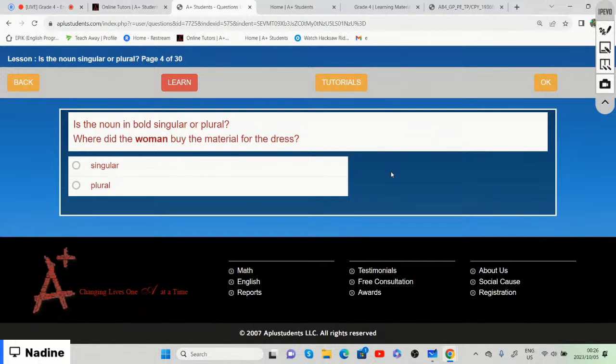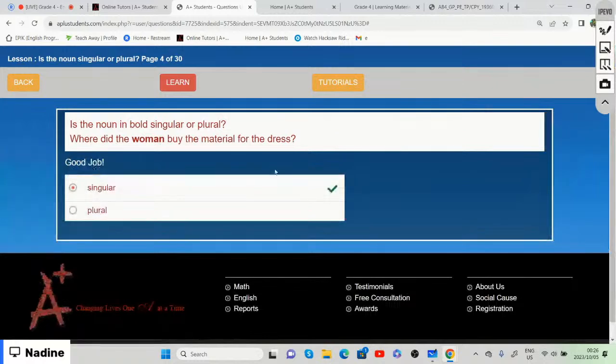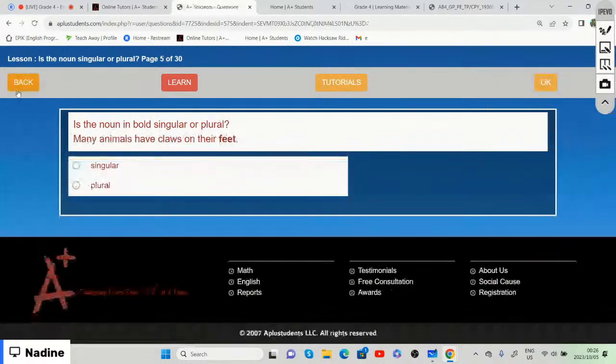All right, so if we look at the word woman, it refers to singular. Yes, so well done. Woman is singular. It refers to only one woman that went to go and buy the material. So woman being singular is correct. So well done. So that is correct.